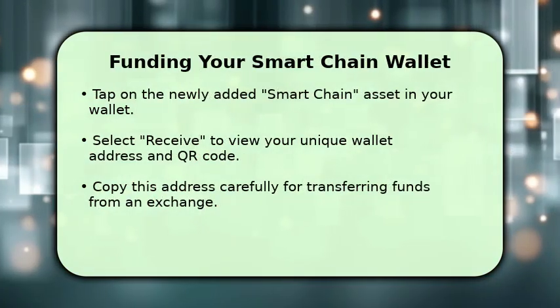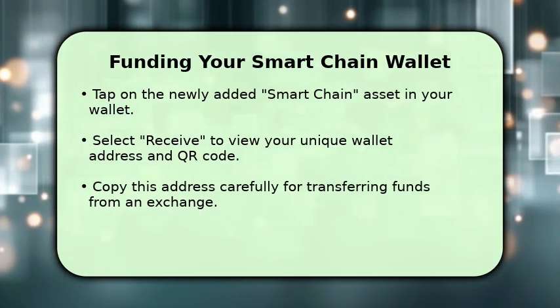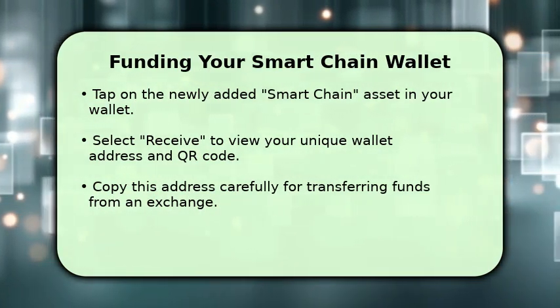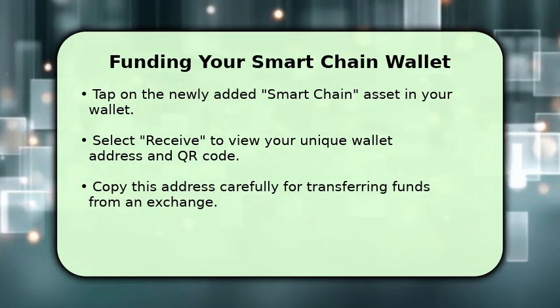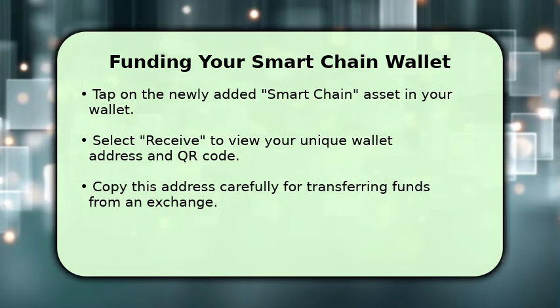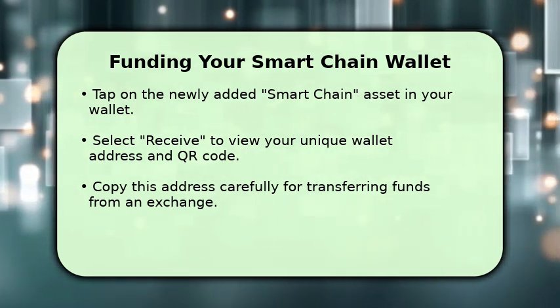Now that you have the Smart Chain enabled, it's time to fund it. Tap on the Smart Chain asset in your Trust Wallet. You will see options to send, receive, or swap. Select Receive to display your unique wallet address.